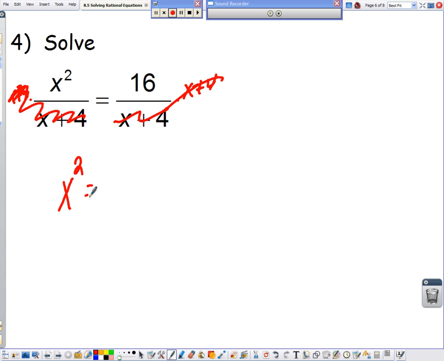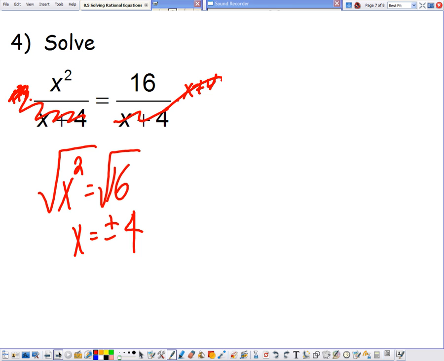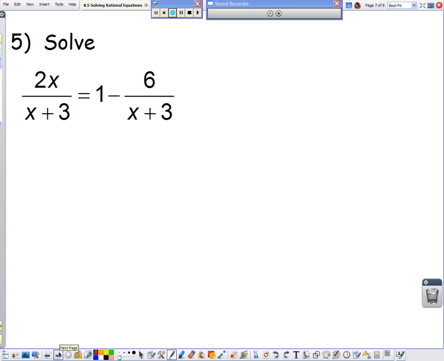So I'm left with x squared equals 16. Take the square root, and x equals plus or minus 4. Okay. Remember, whenever you have an x squared, you're going to have 2 answers. Okay. All right, number 5.